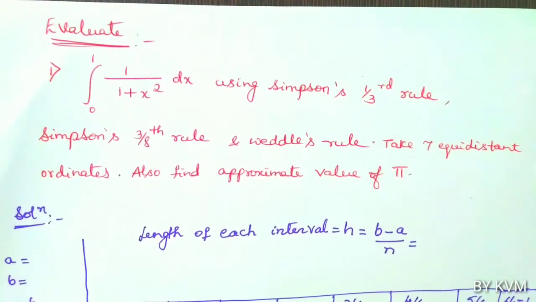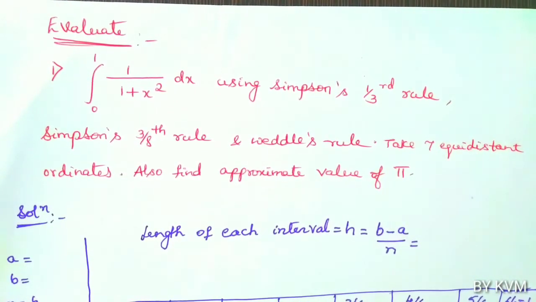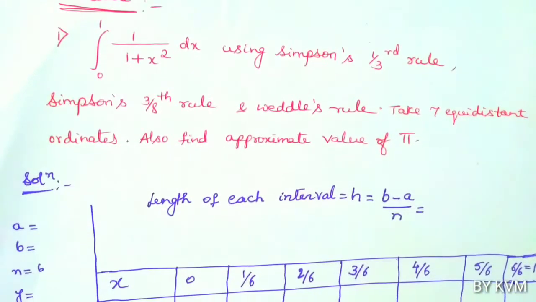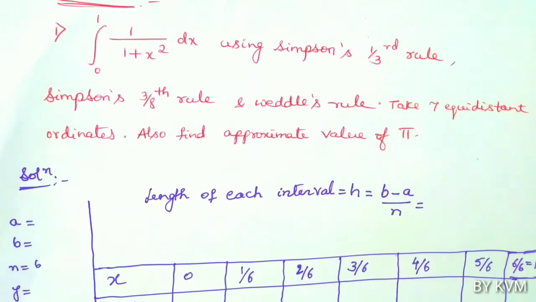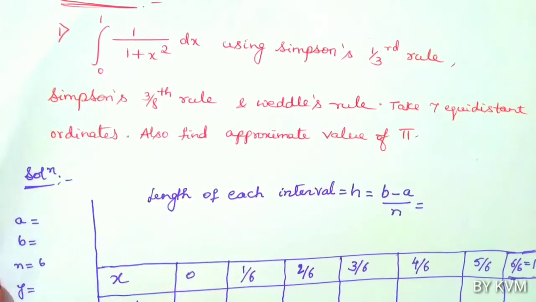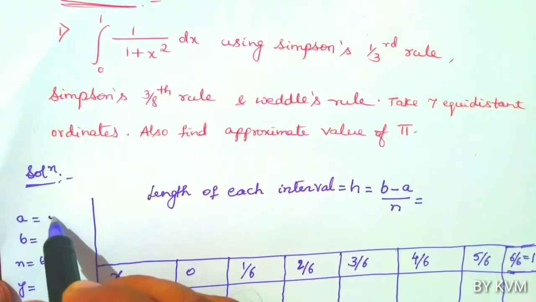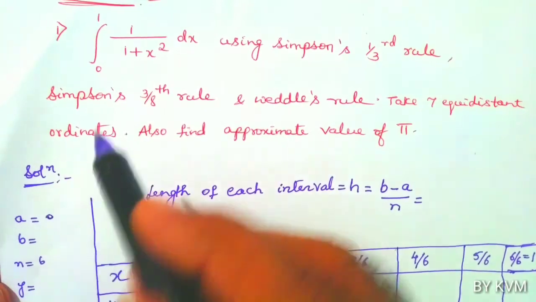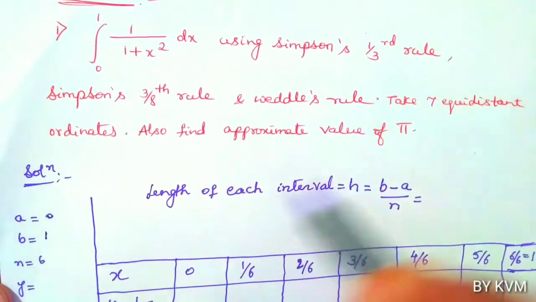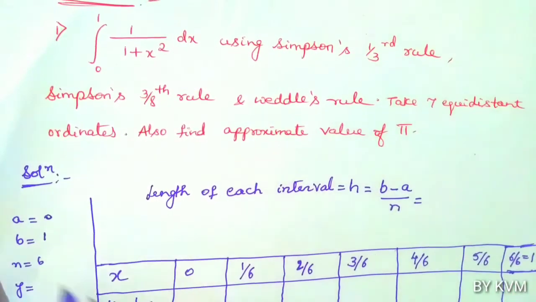So now we have to find the value of this integral using all the 3 rules, that is Simpson's one third rule, Simpson's 3 by 8 rule and Weddle's rule. The important thing you have to observe here is we have to take 7 equidistant ordinates. So the lower limit is 0, that is a equals 0, and the upper limit is 1, so b is 1. Here it is clearly mentioned that we have to take 7 equidistant ordinates.